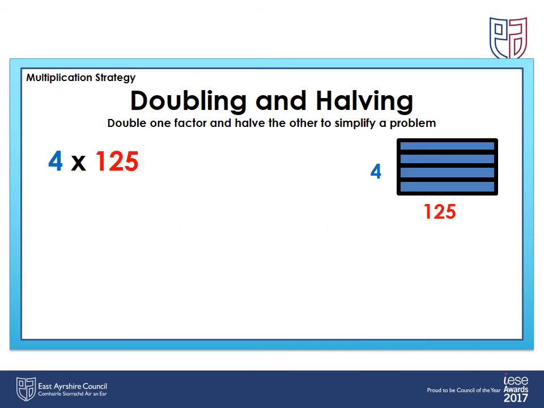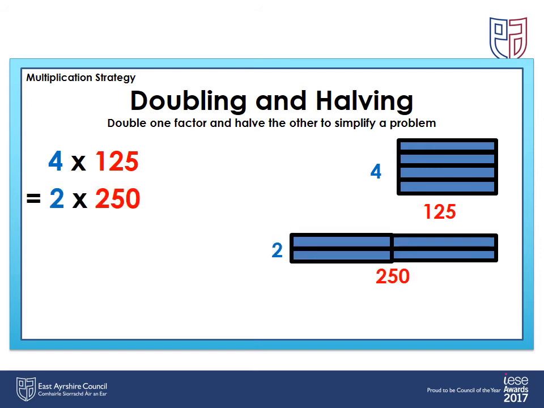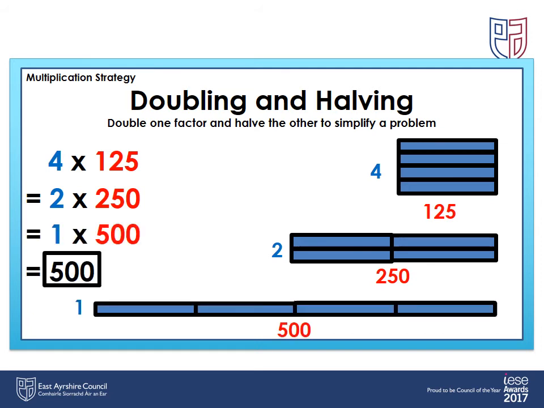In some cases, a doubling and halving strategy can be really helpful to simplify the calculation. In this example, we can halve the 4 because it's an even number, but at the same time we must double the 125 to make it 250. 4 times 125 is the same as calculating 2 times 250. We could halve and double again to end up with a calculation of 1 times 500. All of these calculations give the answer 500.